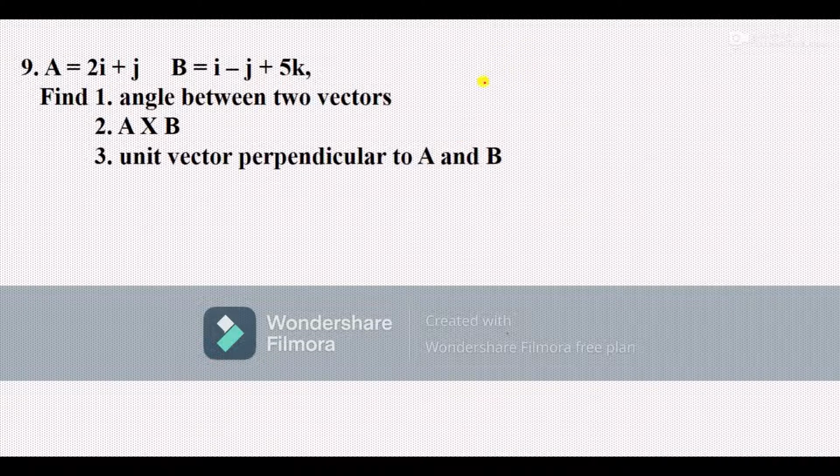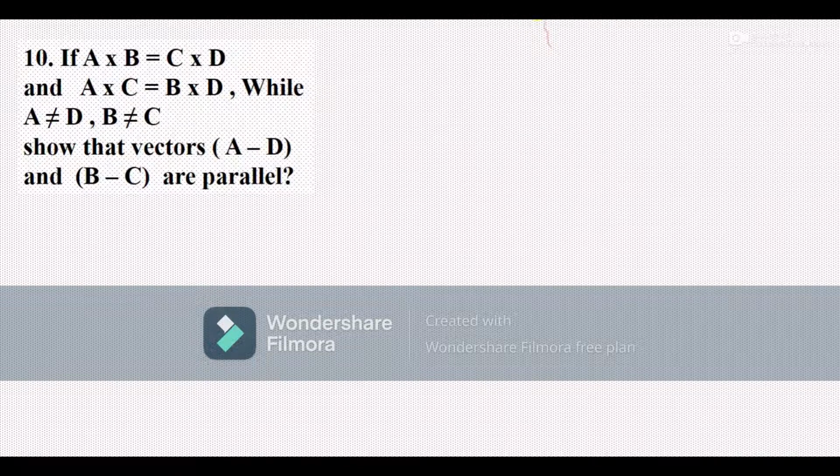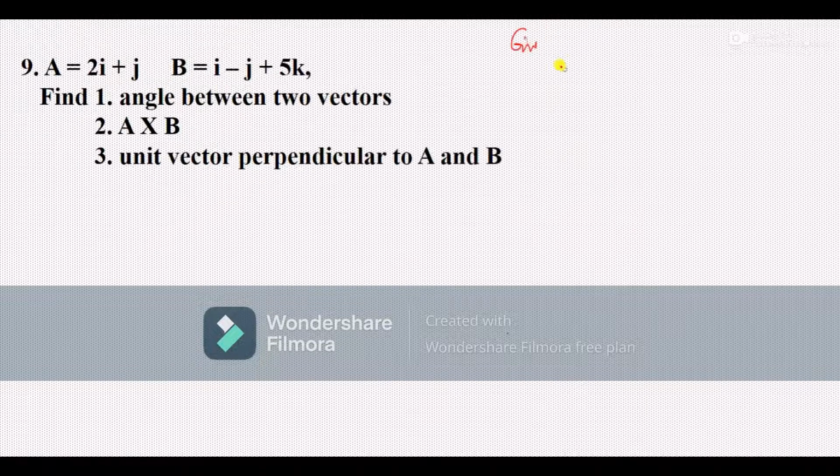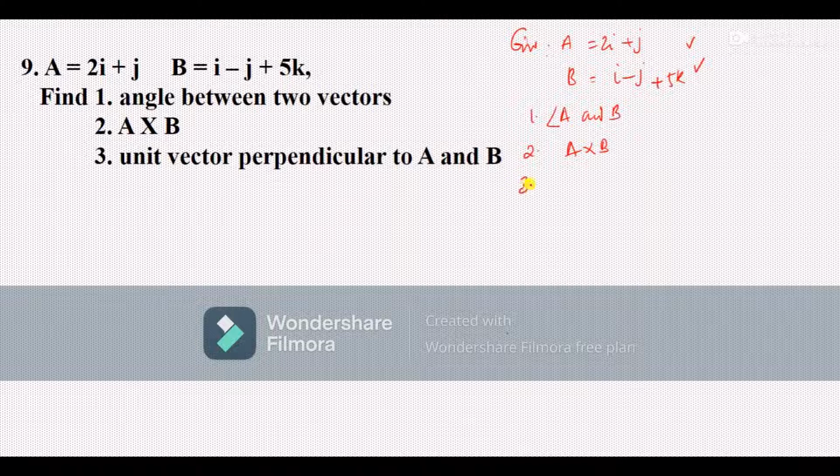The next is one more component vectors problem, where it's given in two ways. A is equal to 2i, b is equal to i minus j plus yk. We have to find the angle between these two vectors, as well as the cross product between them, and the unit vector perpendicular to these two vectors. First, we find the cross product of these two vectors, that is a cross b.